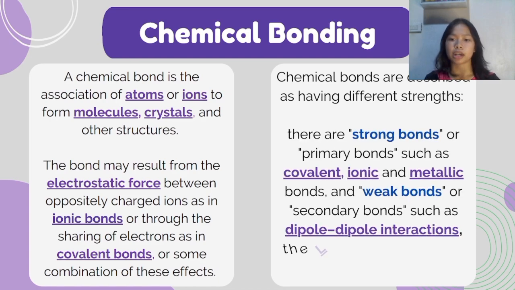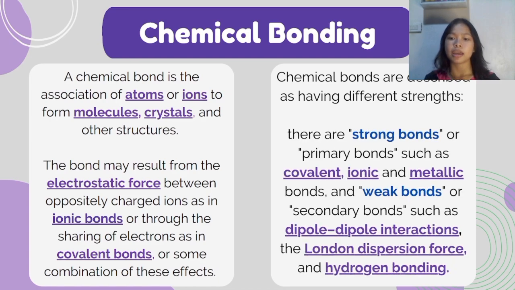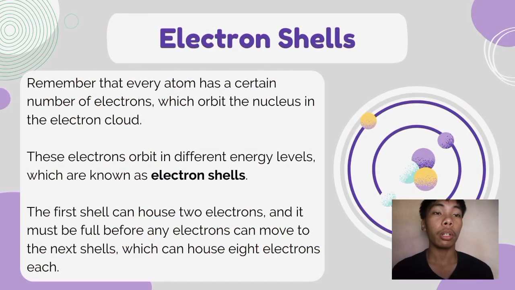Chemical bonds are described as having different strengths. There are strong bonds or primary bonds, such as covalent, ionic, and metallic bonds, and weak bonds or secondary bonds, such as the dipole-dipole interactions, the London dispersion force, and hydrogen bonding. Before we talk about the types of chemical bonding, we will talk about what is inside a chemical bond.